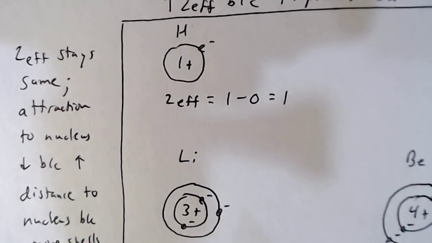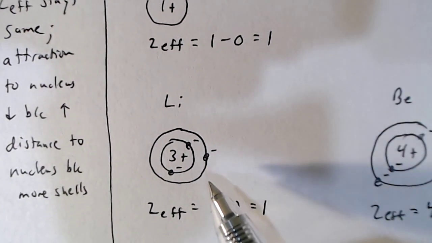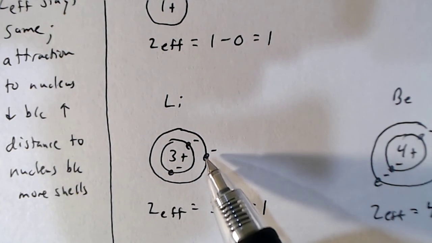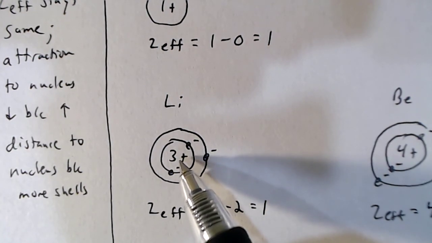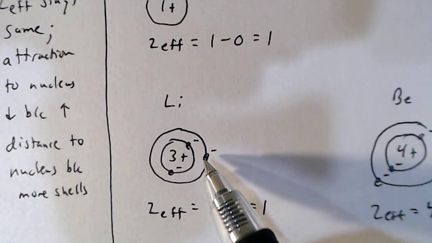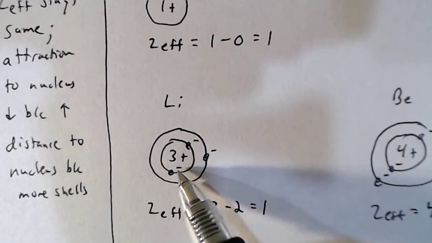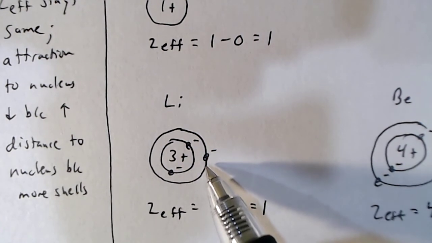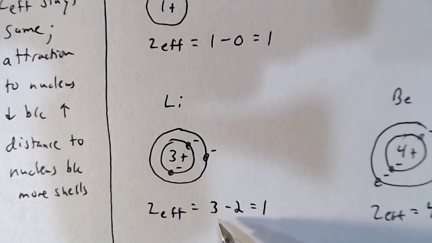So for example, here, this outer electron is attracted to 3 protons in the nucleus, but it is repelled by 2 inner electrons. So it is attracted to 3, but repelled by 2. There's a net attraction as if there were just 1 proton in the nucleus and no electrons in the middle. Effective nuclear charge is that number of protons minus the number of inner electrons.